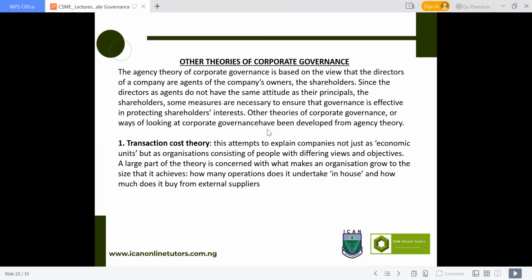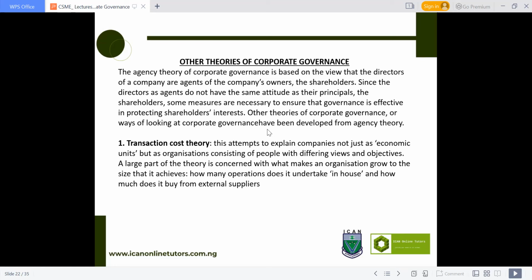How many operations does it undertake in-house? How many does it buy from external? So what this theory is saying is that a company is not just an economic unit, as one individual. A company also interacts with different stakeholders. Everything is not about you. It's not just a single economic unit, meaning that it is one. Everything that you do, you are not the one doing it by yourself.